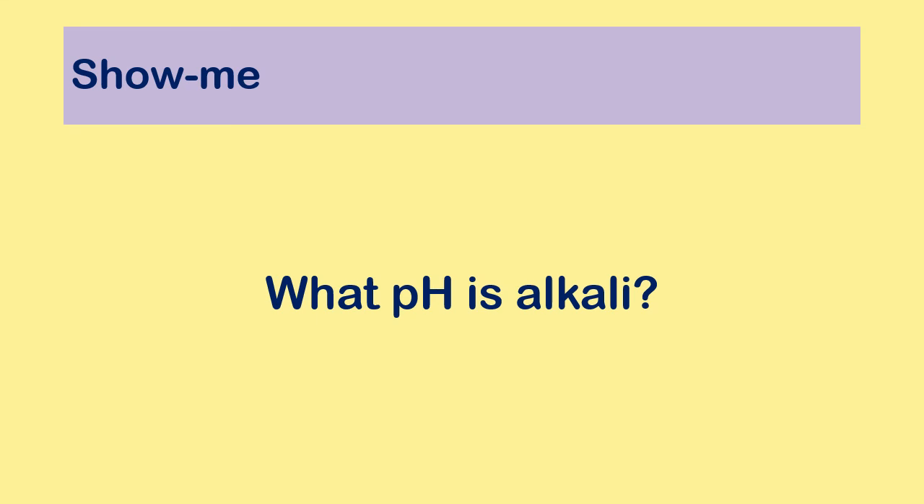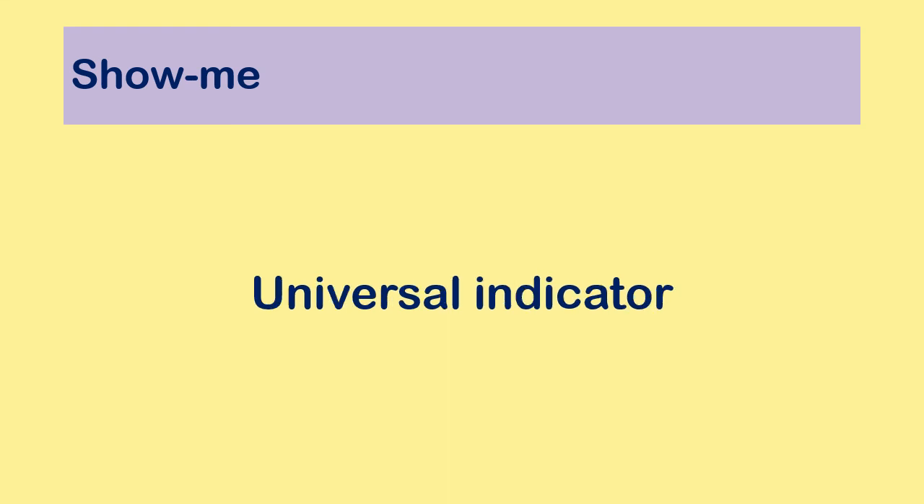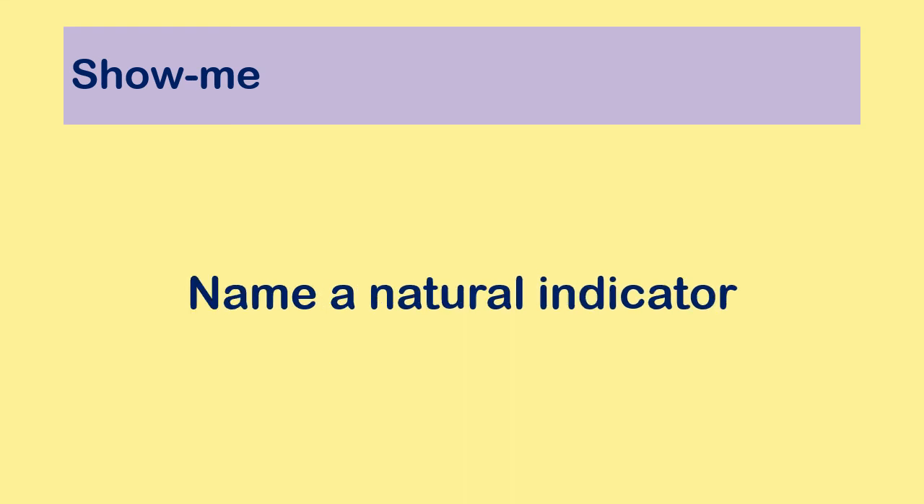What pH is alkali? Well, that is any pH greater than 7, so 7.1 all the way up to 14 is an alkali. What indicator can we use to show the full range of pH values? So which indicator changes colour to tell us exactly what the pH value is? Well, that is universal indicator.